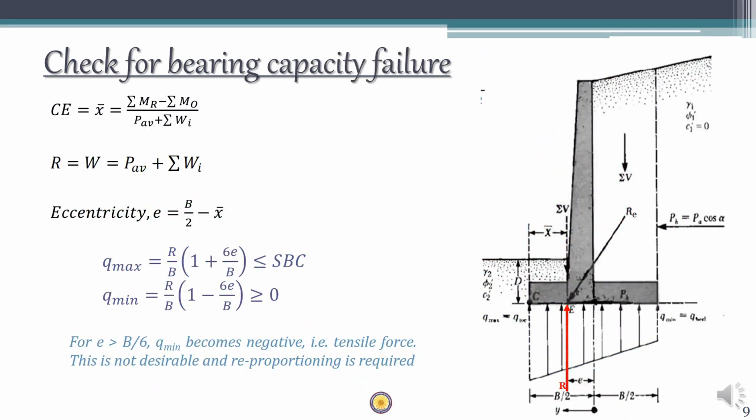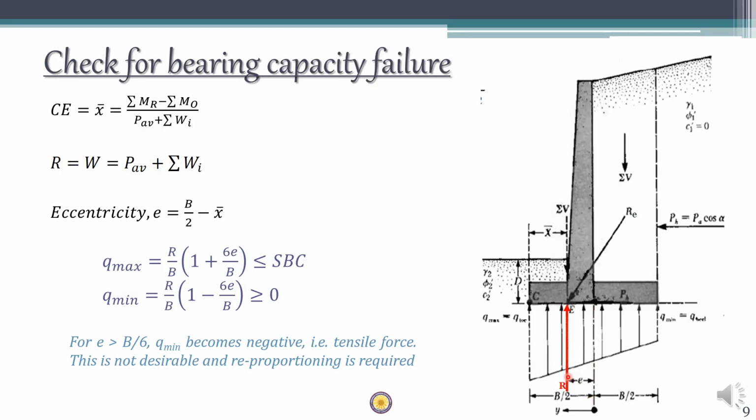Now the last check, which is the check for bearing capacity. It is important to note that our cantilever retaining wall is not a symmetric structure, and also the weight distribution is not symmetric, which means that the total weight will not act exactly at the center of the wall. So the weight is always acting eccentrically, which means that the reaction will also be slightly eccentric. Let's say that the reaction is at a distance of e from the center of the cantilever retaining wall.